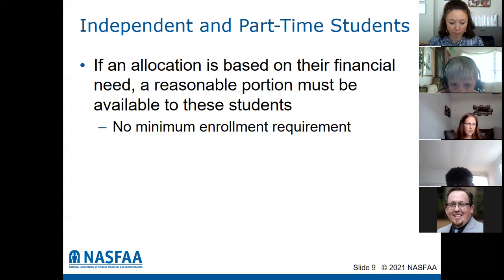So we touched on this a little bit earlier. Funds must be made reasonably available for independent and part-time students if an allocation, which is based on the FISAP information, is based directly or indirectly on the financial need of such students. Students may receive federal work study payments during periods of part-time attendance. The federal work study program does not have a minimum enrollment requirement. Schools cannot deny students access to federal work study funds based on enrollment status or dependency status.